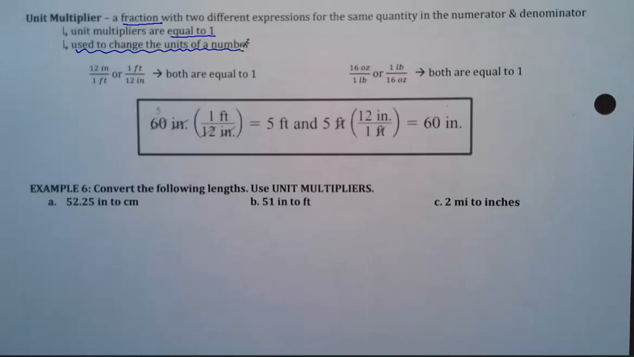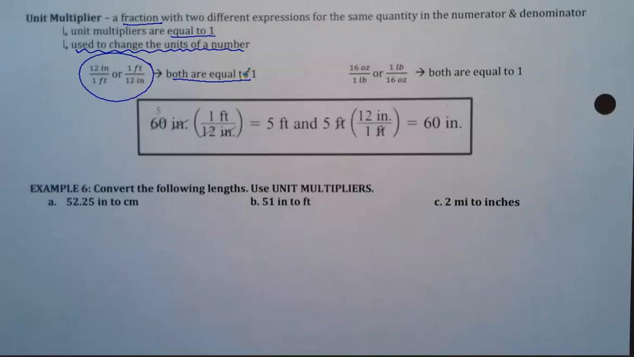So let's look at some of the examples. Okay, here are two different unit multipliers. Each one is a fraction, but they have two different expressions for the same quantity. So they say, well, 12 inches is equal to 1 foot. That's true. Or you can say 1 foot is equal to 12 inches. That's also true. You just stated it differently, but both are equal to 1 because they're measuring the same thing, just using a different tool.